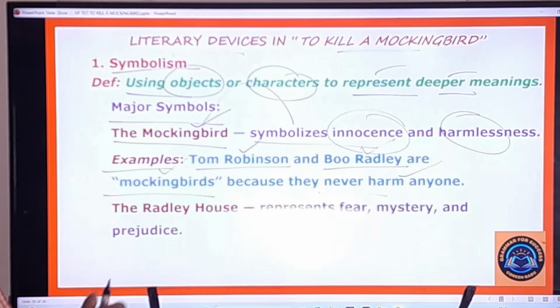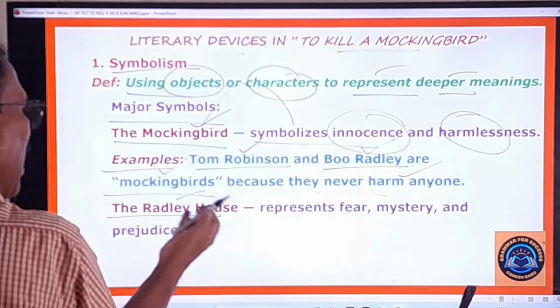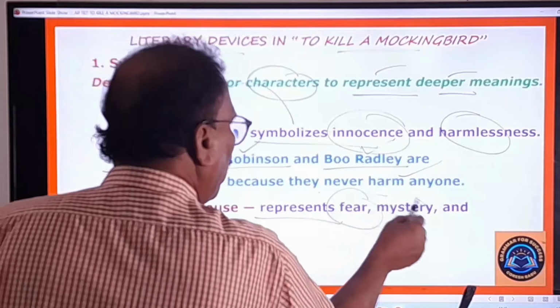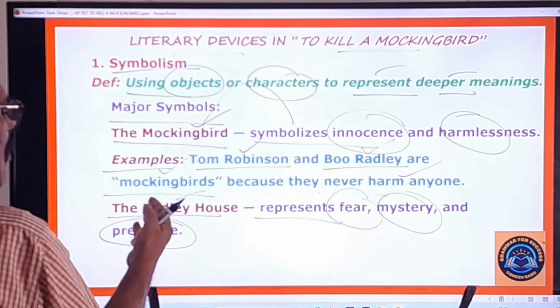And you go to the next symbol, the Radley house. So Boo Radley's house represents fear, mystery and prejudice. So that is a symbol.